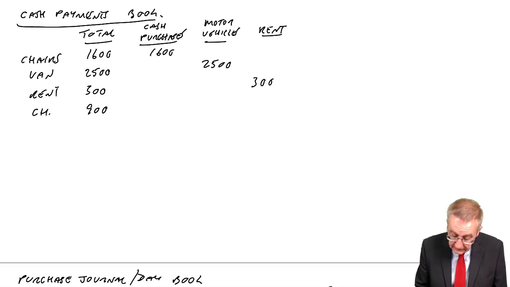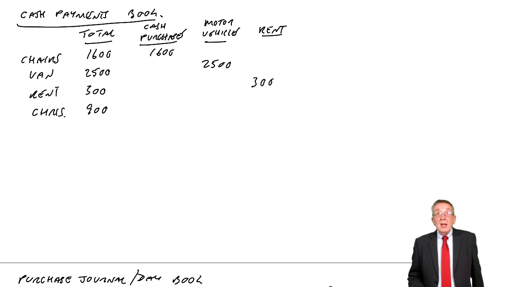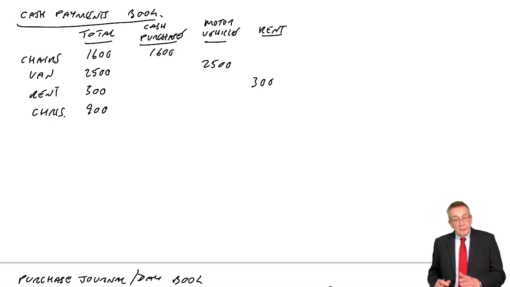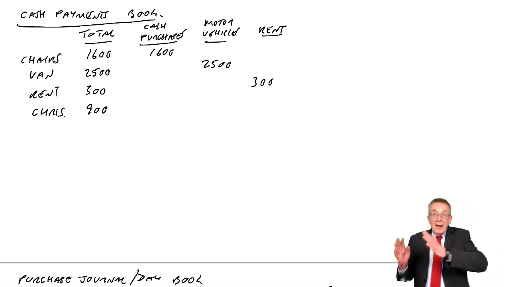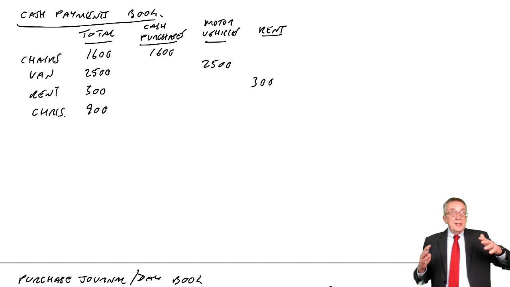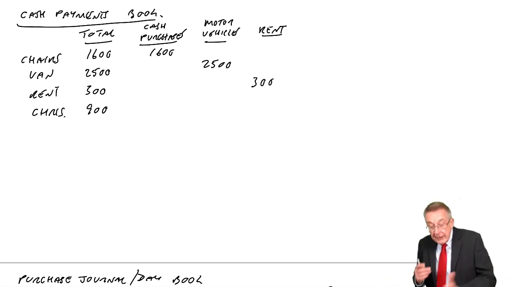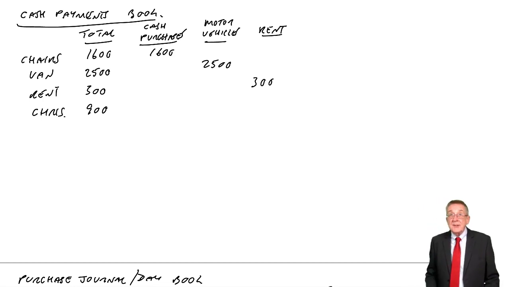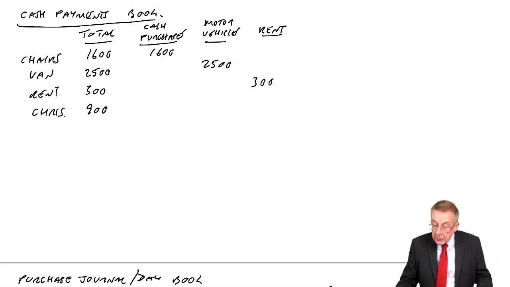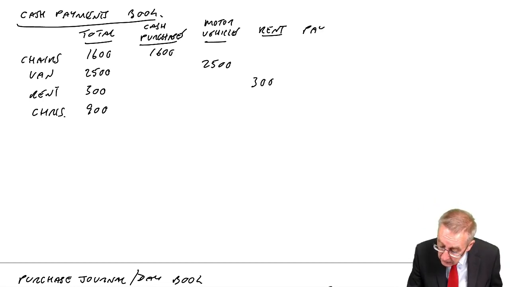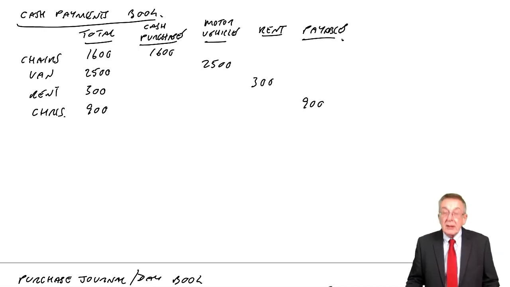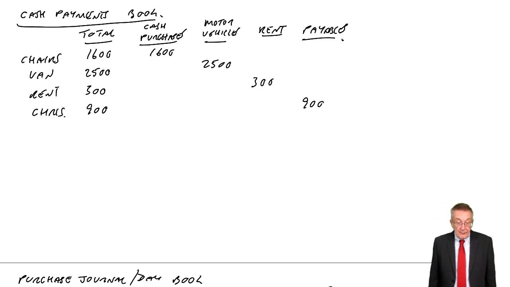It was Chris. And which column will I put it in? Well, it's not purchases. We've not bought any more goods. Surely, when we buy goods, the double entry later is going to be debit purchases, credit payables. If you pay some money to Chris, credit cash, debit payables. So we need a column for payables. 900.